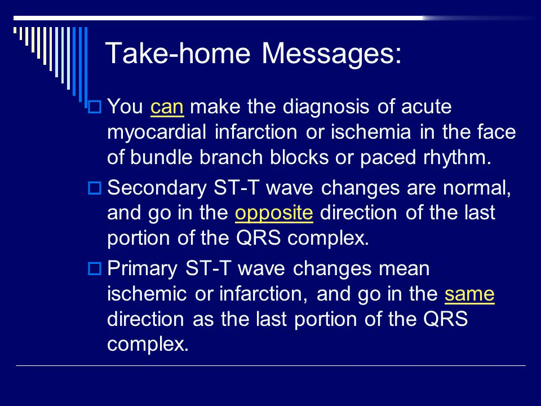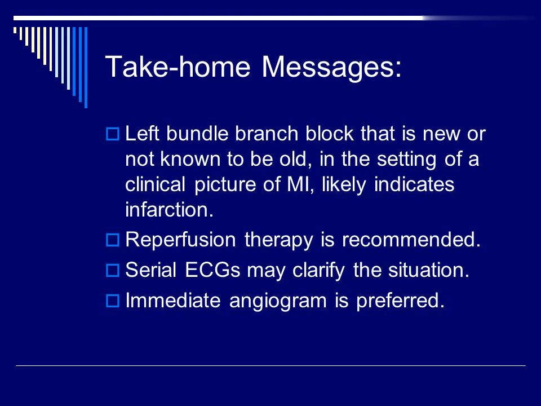You can make the diagnosis of acute myocardial infarction or ischemia in the face of bundle branch blocks or paced rhythm. Secondary ST/T wave changes are normal, and go in the opposite direction of the last portion of the QRS complex. Primary ST/T wave changes mean ischemia or infarction, and go in the same direction as the last portion of the QRS complex. Take-home messages.